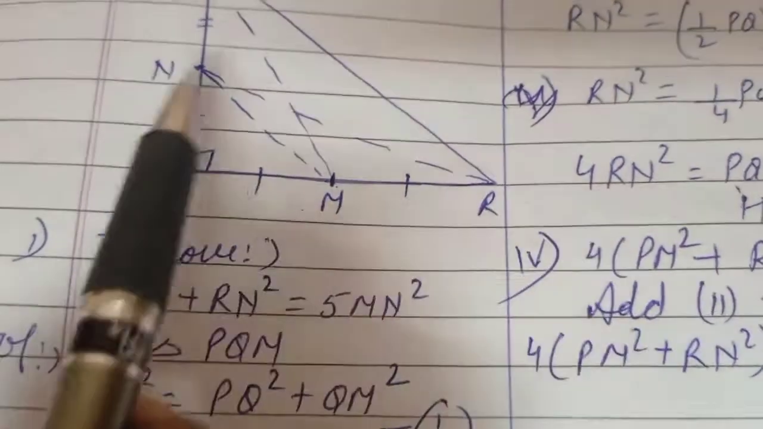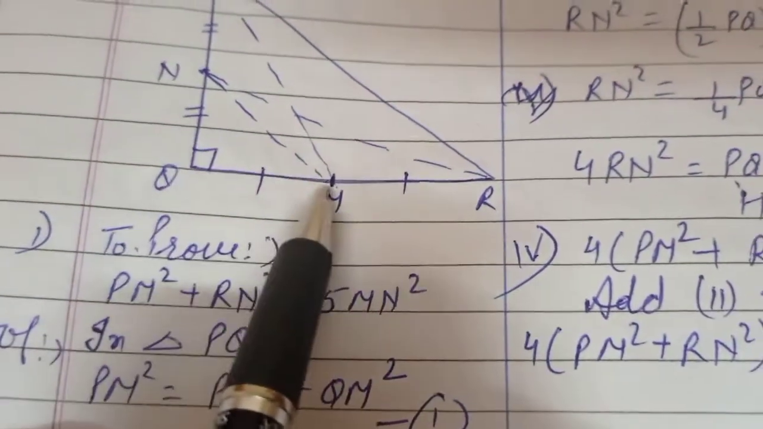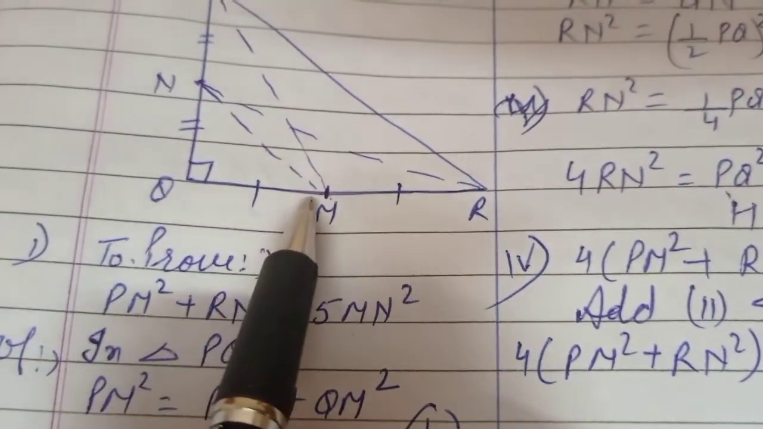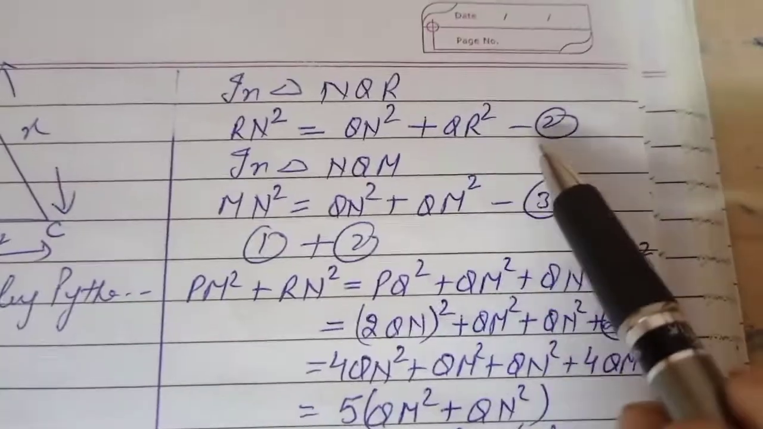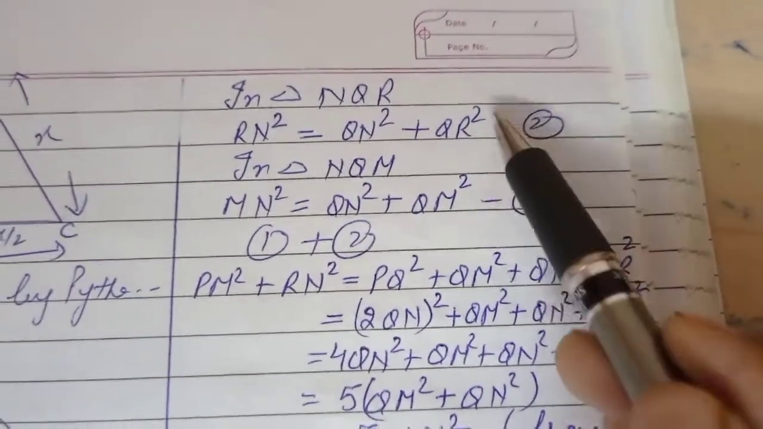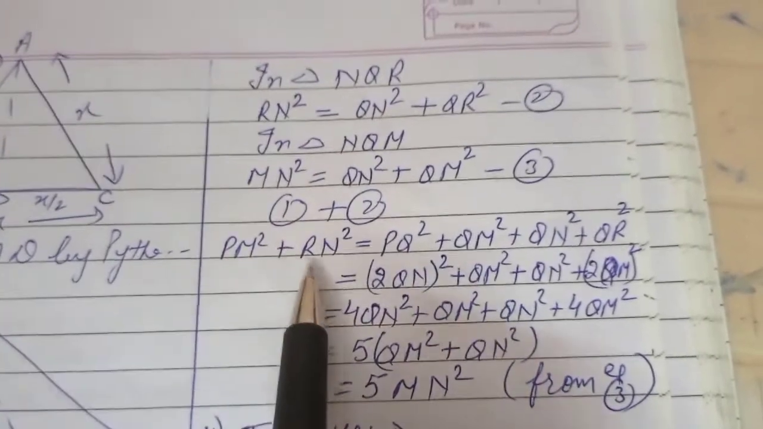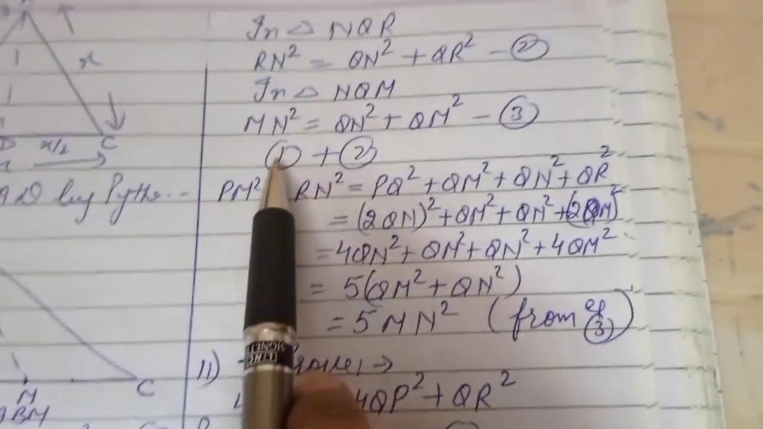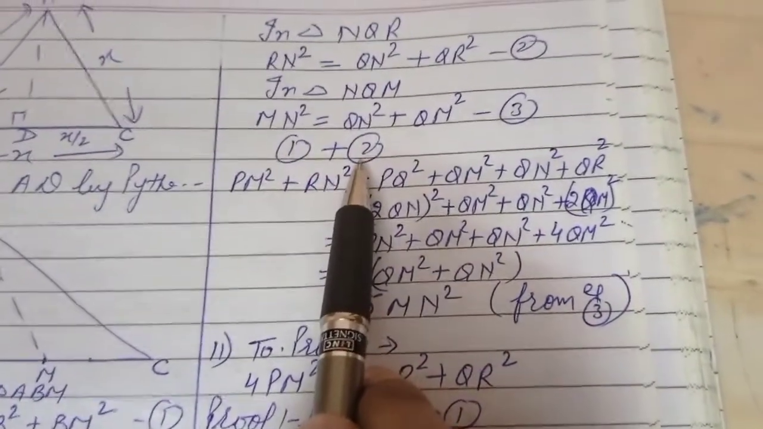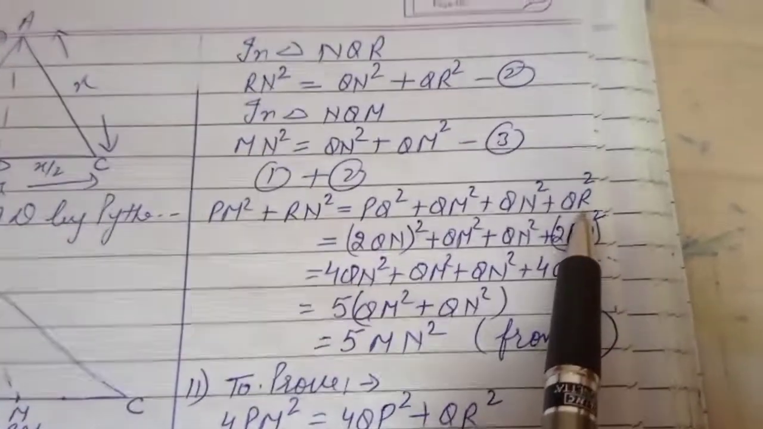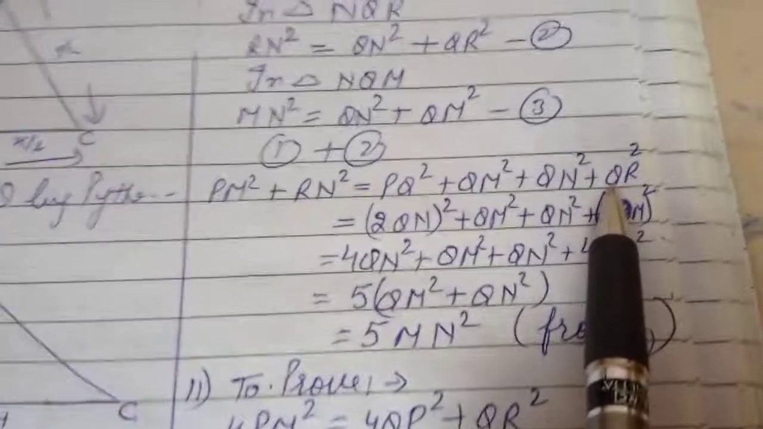Then we need MN square. For that we'll take this small triangle. MN square will be equal to NQ square plus QM square. So by taking three different triangles I got the values. Now first part we need to find out the value of PM square plus RN square. For that we will add equation number 1 and 2, and the right hand side of both the equations are this. So this way I'm going to add it.